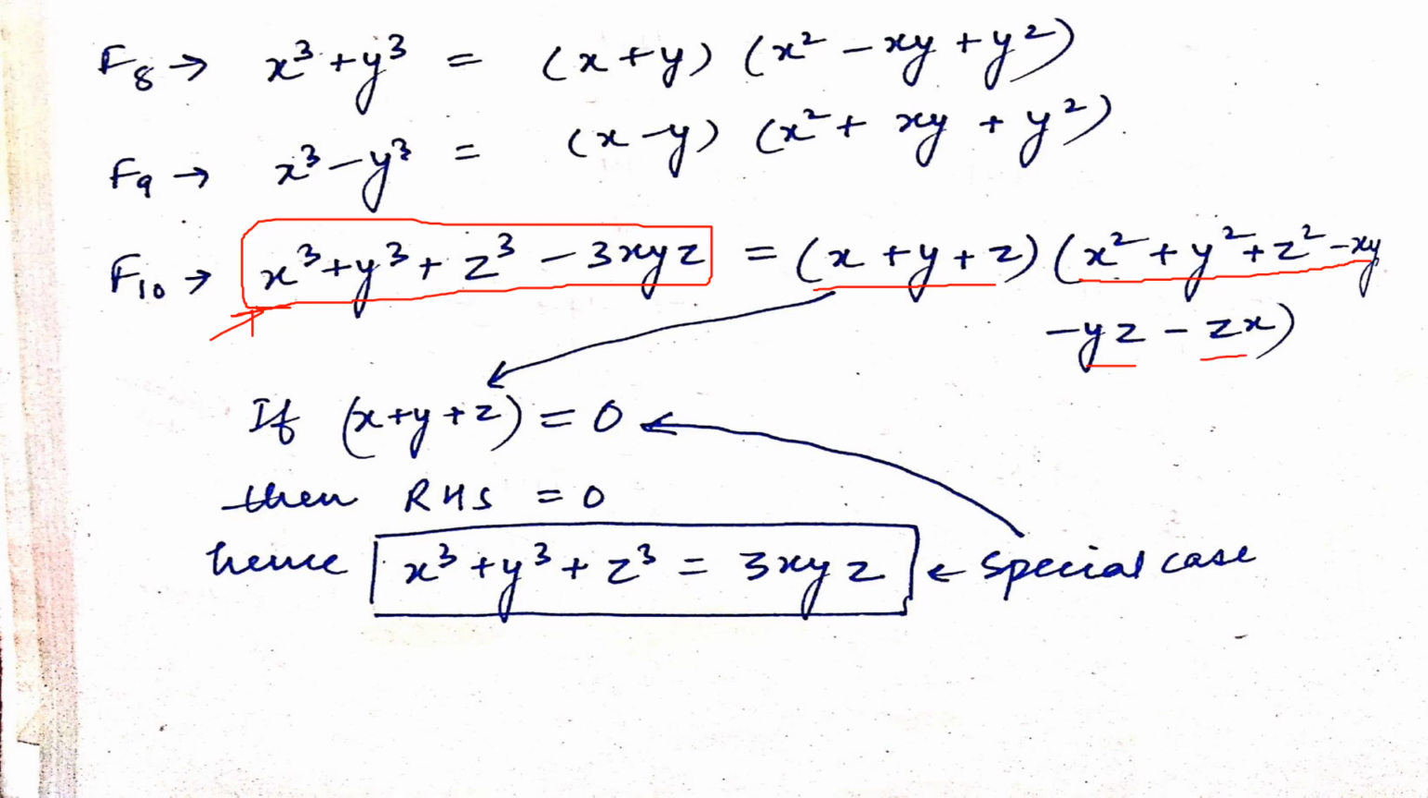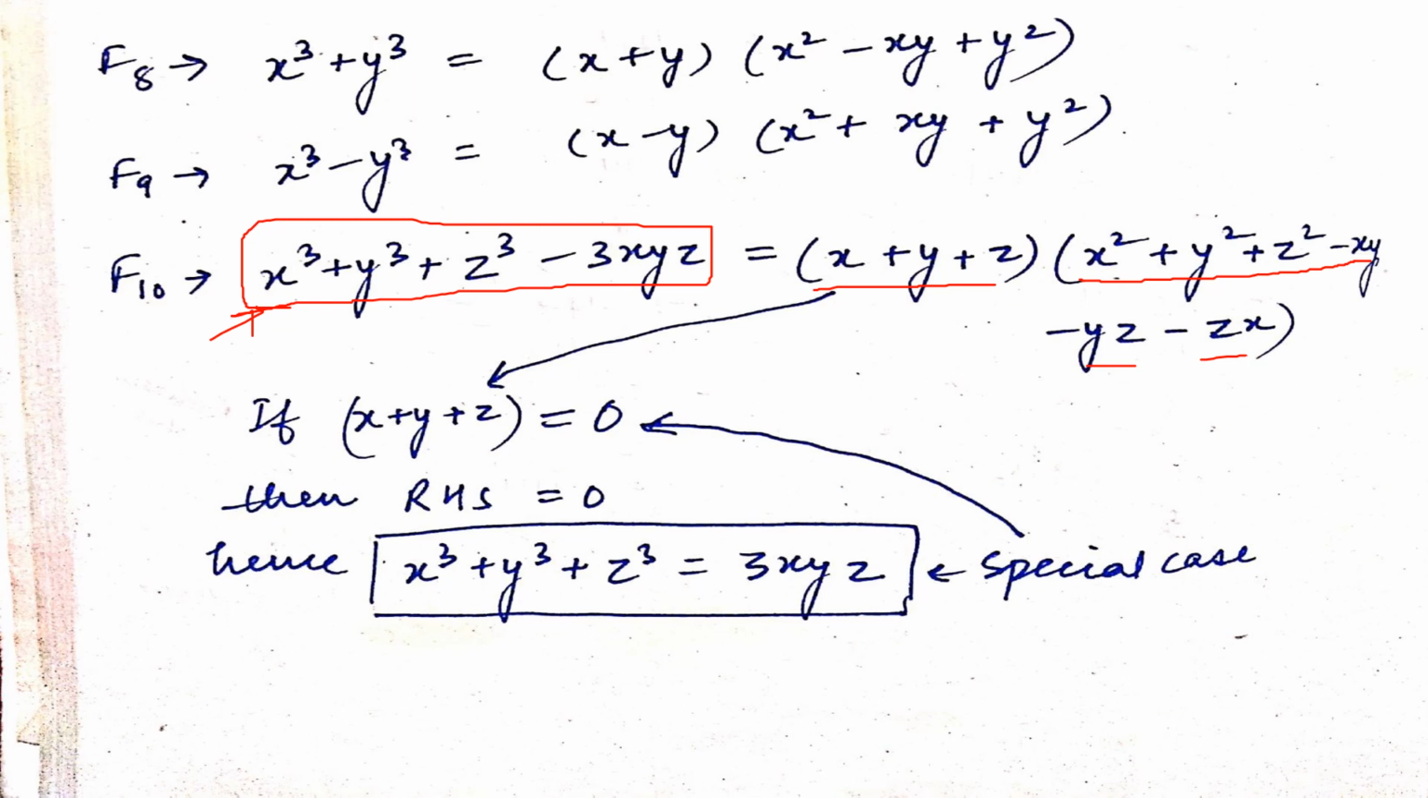Don't confuse it with the formula number 5. Here we don't have 2xy, 2yz, 2zx. Kindly mind that. Here we just have minus xy, minus yz and minus zx.